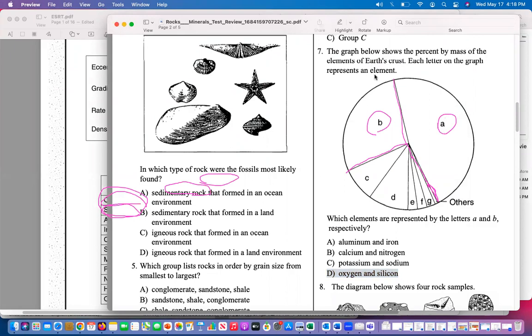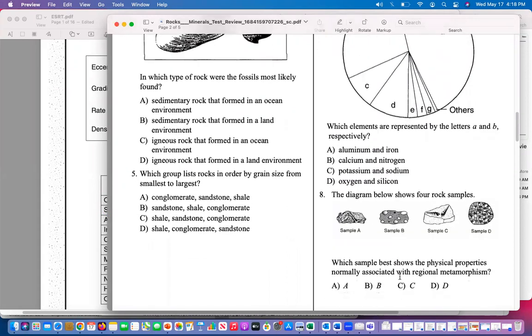And one thing to just keep in mind, remember most of the elements in common minerals are oxygen and silicon. That's where you're going to get the most common type of elements in most minerals. You're going to see oxygen and silicon.